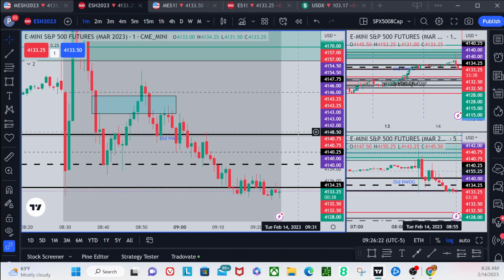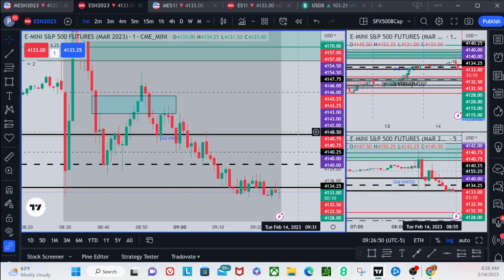In that case, we would want to see it trade through the midpoint or consequent encroachment of the shaded area, which is yesterday's fair value gap. If it trades below this level with speed, we would expect it to go below and outside of that shaded area's low end. But we always have to give that first couple of minutes at the opening bell at 9:30 New York time. Does it want to retrace?